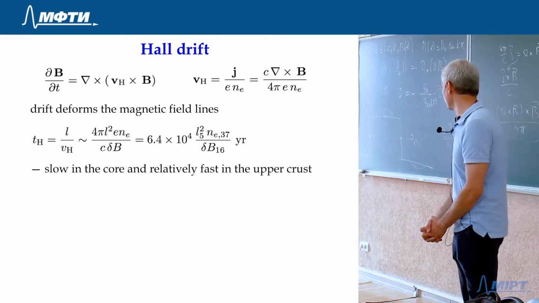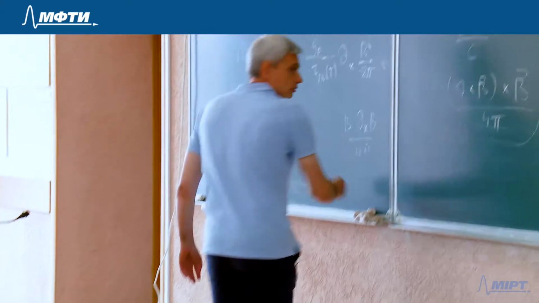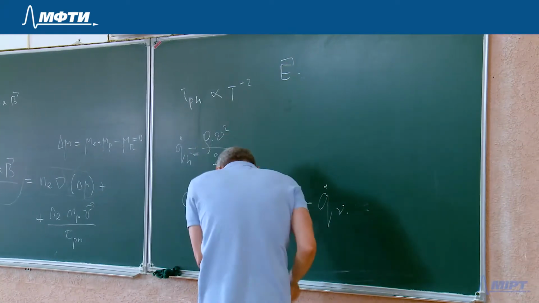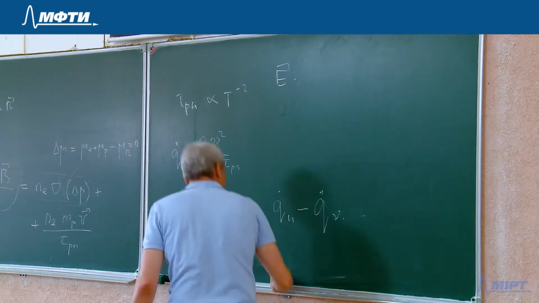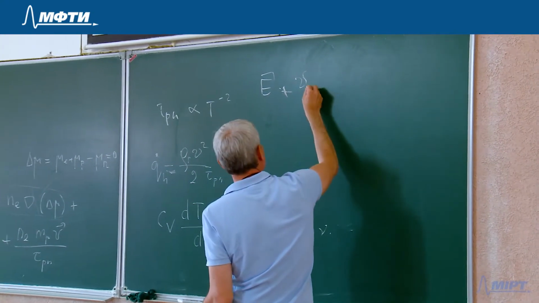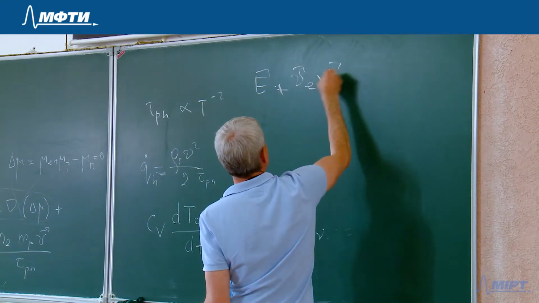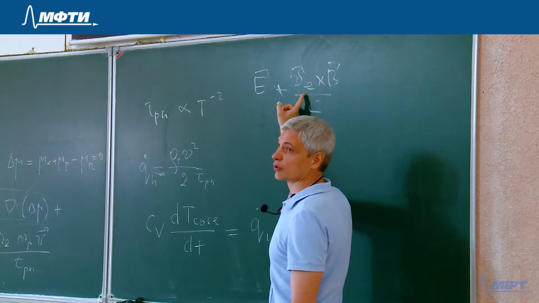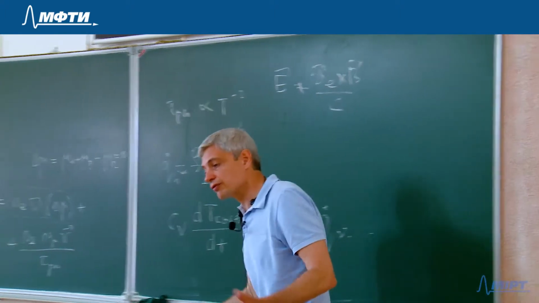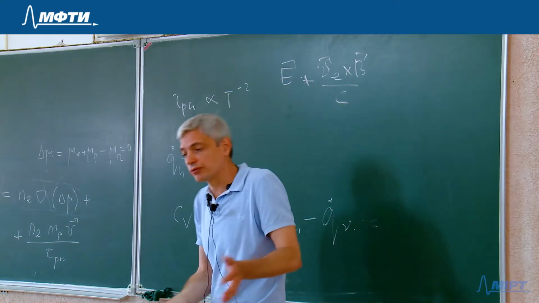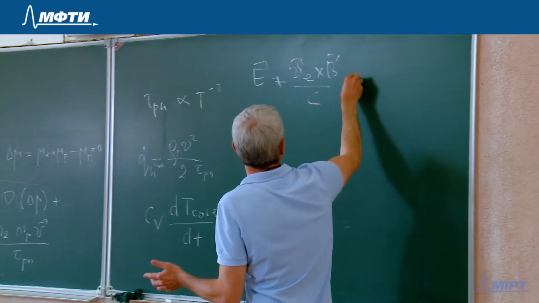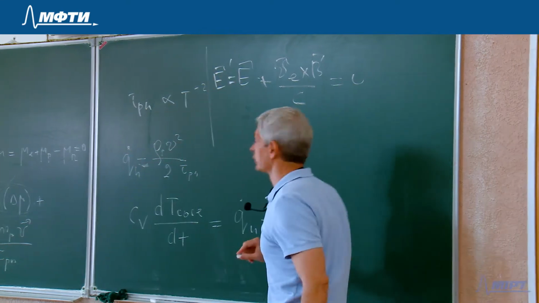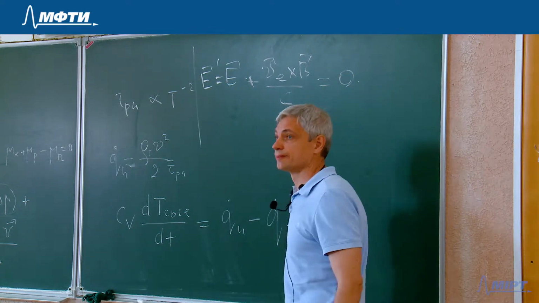And so then you can write the condition that E plus V_electron cross B, that's how you transform the electric field from the lab frame to the rest frame of the electron flow. And electrons are flowing because they conduct current in the crust. They flow actually through the ion lattice, right? This field in the electron rest frame must be zero.